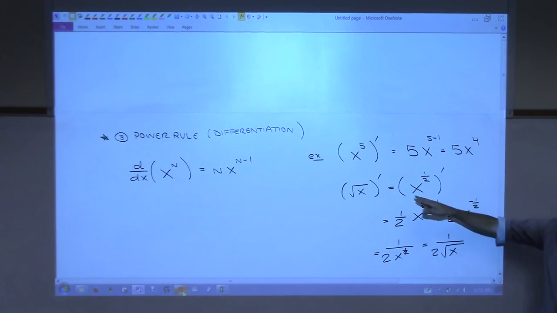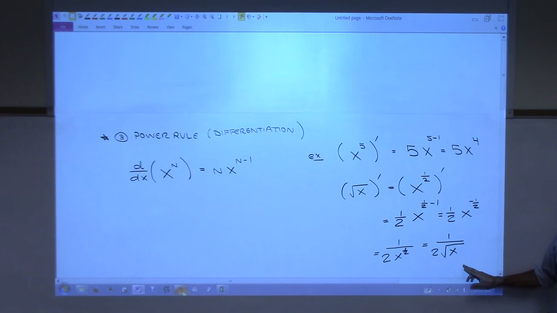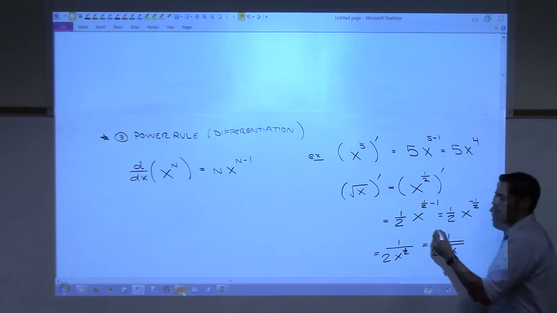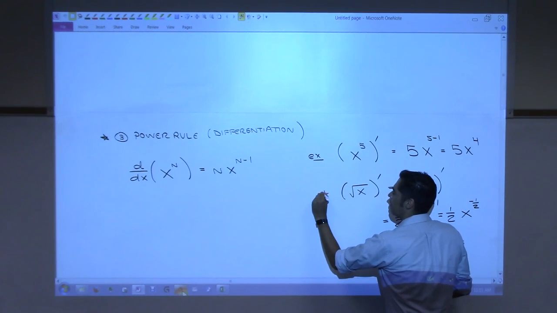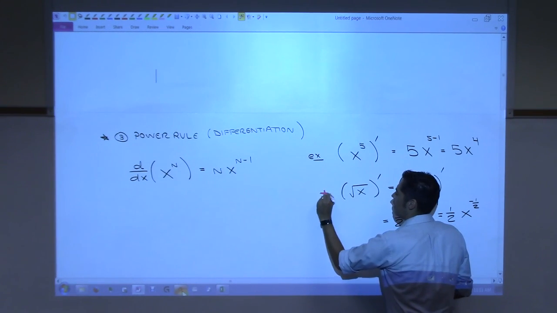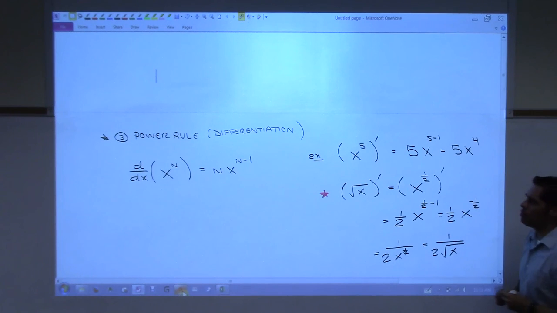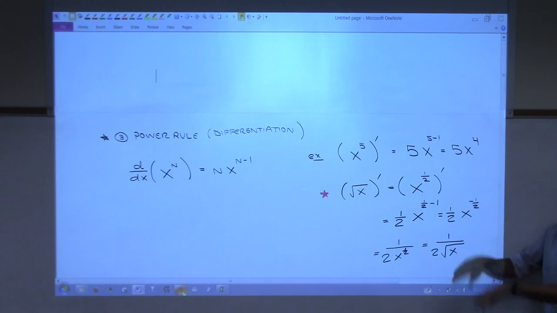Any questions on how I got from here to here? Let me point something out. This problem comes up a lot. You have to take the derivative of the square root of x a lot. In Cal 1, in Cal 2, in Cal 3. It happens that function just always appears. So I would like for you to just memorize this.